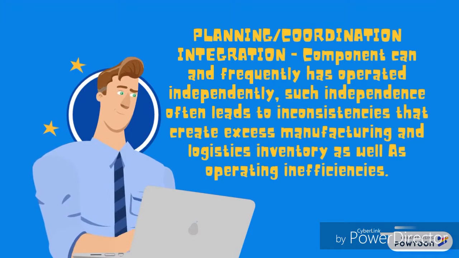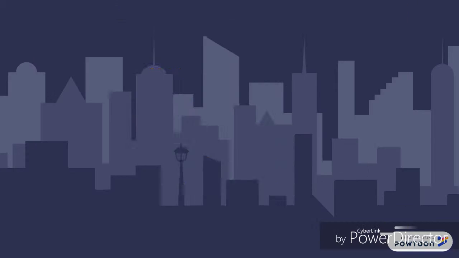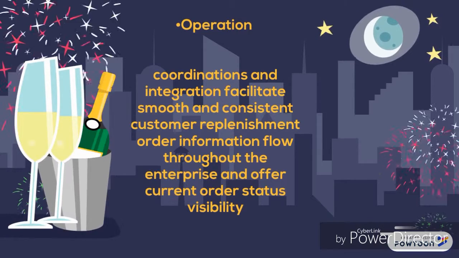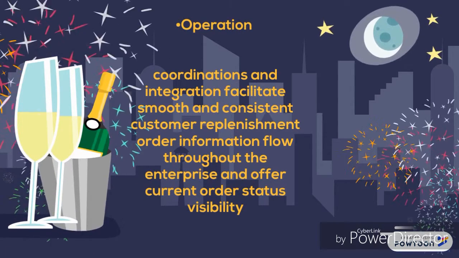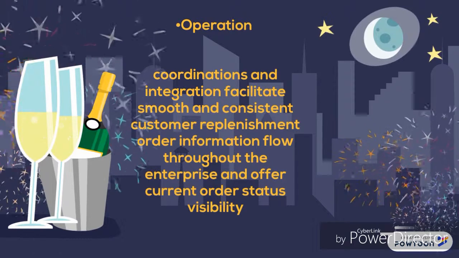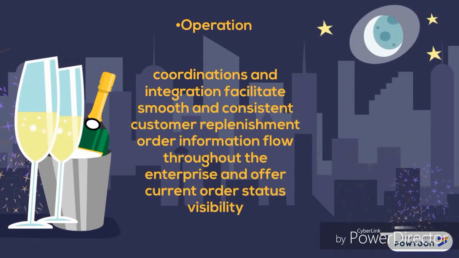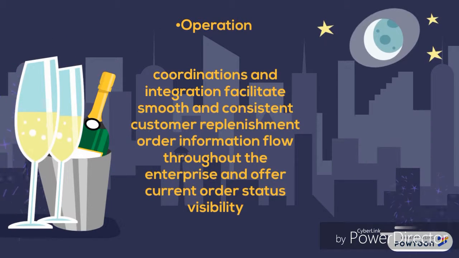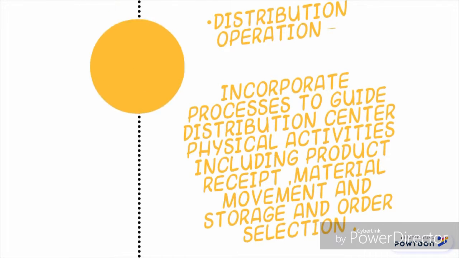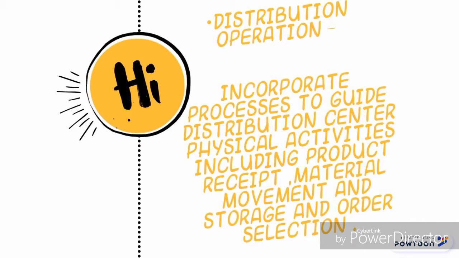Planning, coordination, integration components can and frequently have operated independently. Such independence often leads to inconsistencies. Coordination and integration facilitate smooth and consistent customer replenishment order information flow throughout the enterprise and offer current order status visibility. Distribution operations incorporate processes to guide distribution center physical activities including product receipt, material movement and storage, and order selection.